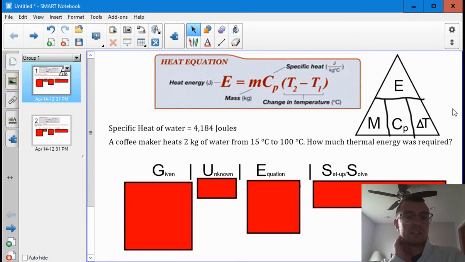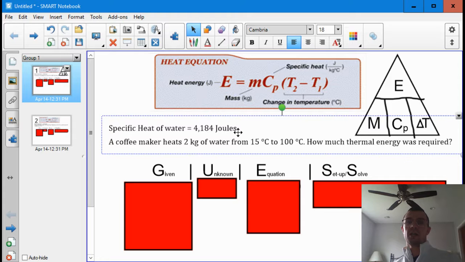In my class, you guys have seen that. You know what I'm talking about with that. So now back to this question. We have a coffee maker and that much water. One thing that we need to know here is that the specific heat of water is 4,184 joules per kilogram degree Celsius. I need to change that. I'm going to change that right now.